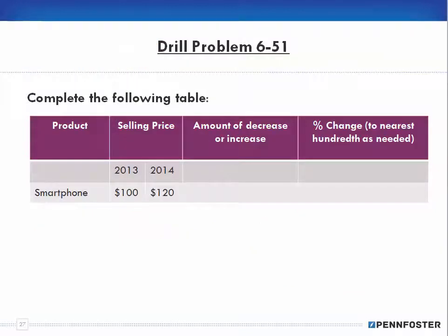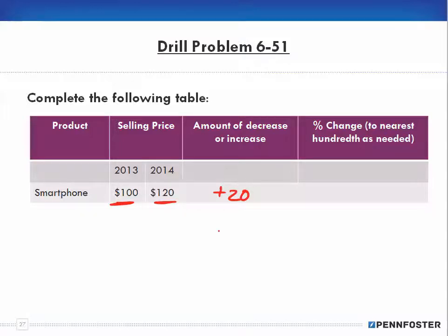All right, 6-51. Let's see what this problem says. Complete the following table. I have a product, a smartphone, and I have a selling price in 2013 and 2014. In 2013, my price was 100, and in 2014, my price was 120. So the amount of the increase, obviously, was $20. Now, the percent change to the nearest hundredth as needed.